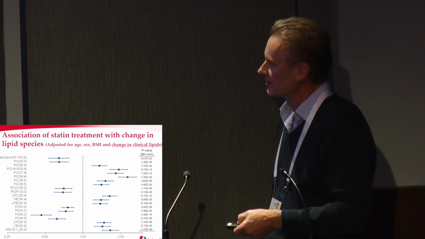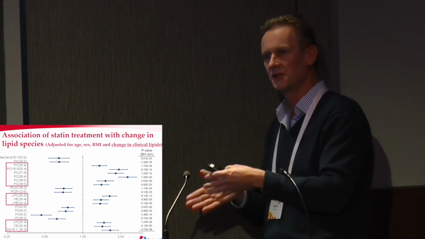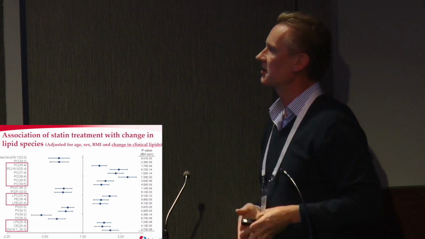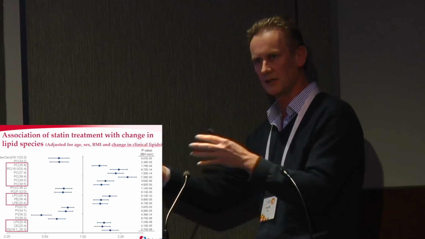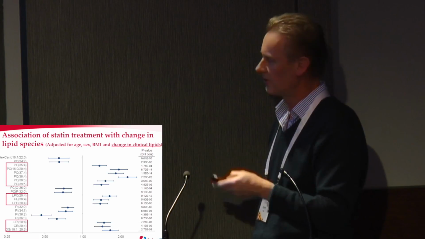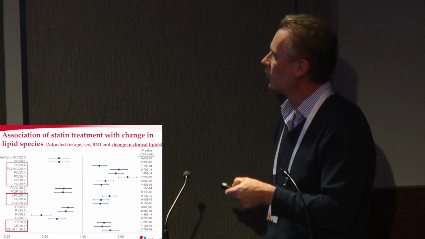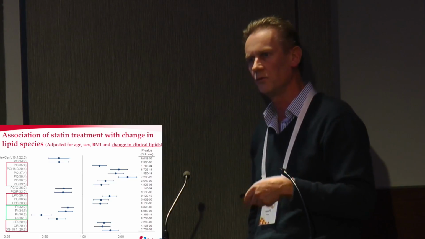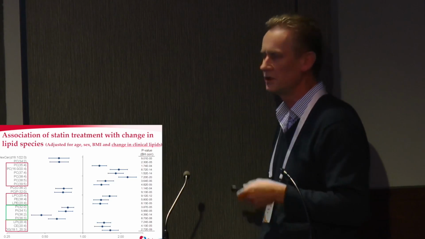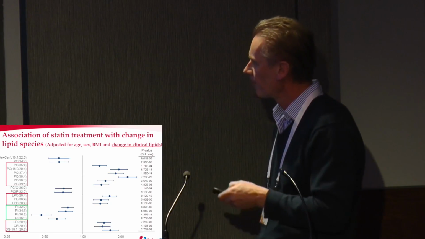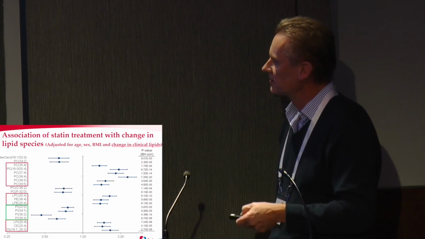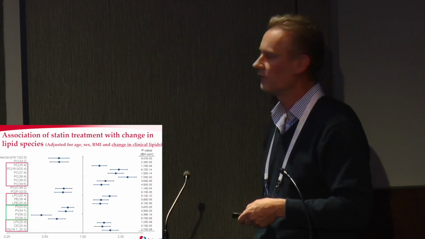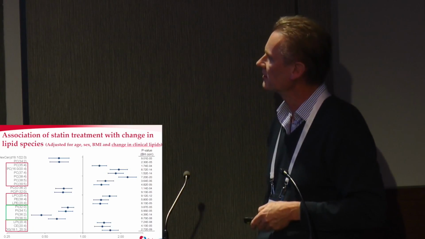What we can see is that there's a number that show a positive association, so I guess the interpretation is that the reduction in these lipids is not as great as the reduction in LDL cholesterol after adjustment for those covariates. And what you can notice here is almost without exception, these contain arachidonic acid, which is a precursor to eicosanoids and other pro-inflammatory mediators. We also see the negative association, some again quite strong, with these species of phosphatidylinositol, and again I'll come back to that.